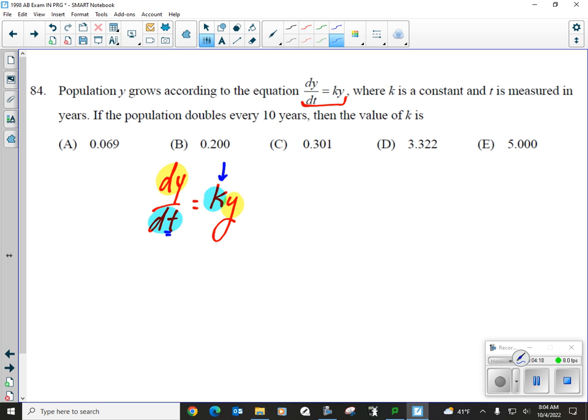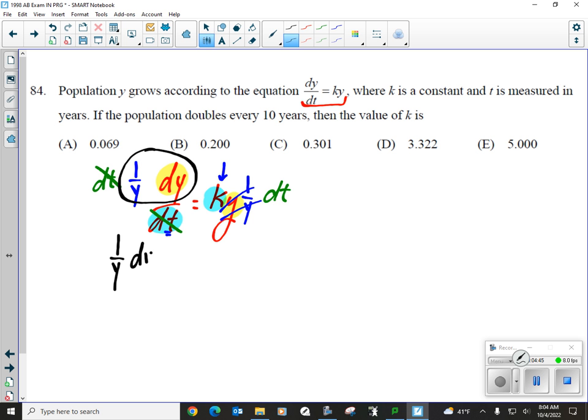Okay? So the first thing I'm going to do is multiply both sides by 1 over y. These cancel. What I do to one side, I have to do to the other. Then I am going to multiply both sides by dt. These cancel, and I multiply this side by dt. So let's write everything we got right now: 1 over y dy equals k dt.